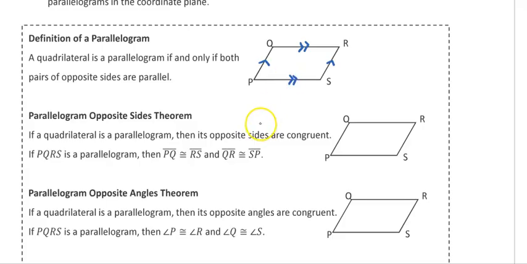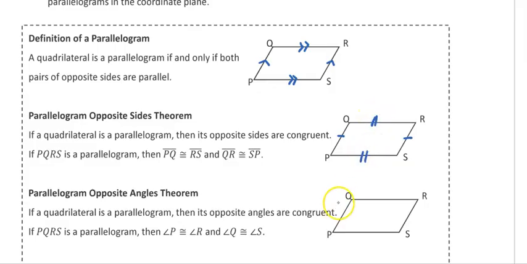side PS. Okay, the parallelogram opposite sides theorem says that if a quadrilateral is a parallelogram, then its opposite sides are congruent. So that means side QP is the same length as side RS, and side QR is the same length as side PS.